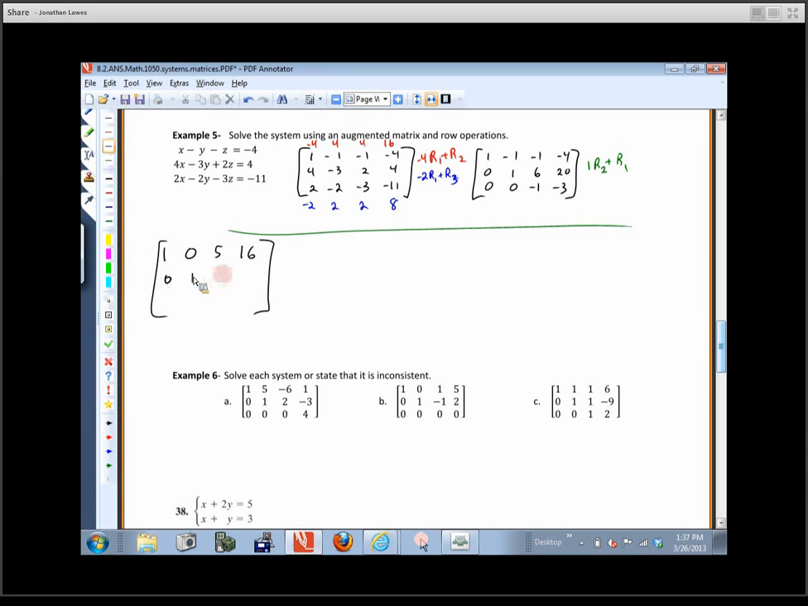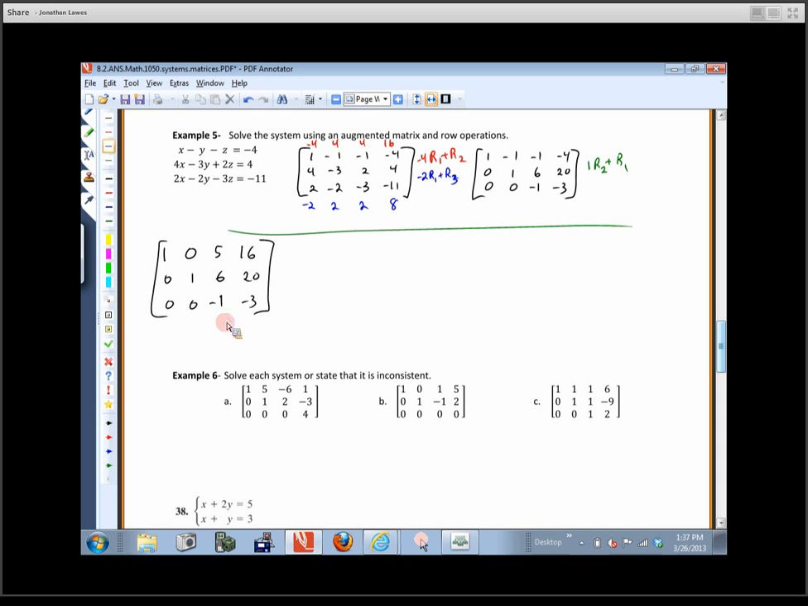So this is 0, 1, 6, and a 20. And this is a 0, a -1, and a -3. Okay? Now, right there, how many goals are already taken care of? 6. How many more do we have? 3. Only 3, and the 7th one is pretty easy, because I need to turn that into a positive 1.